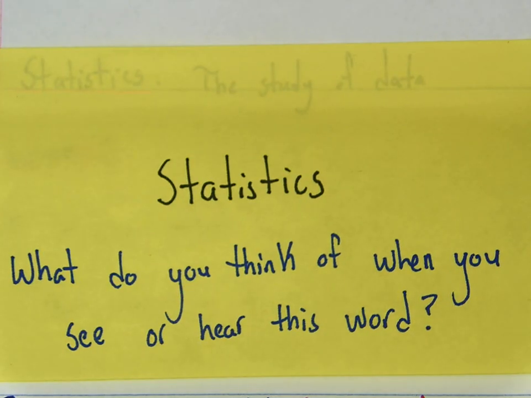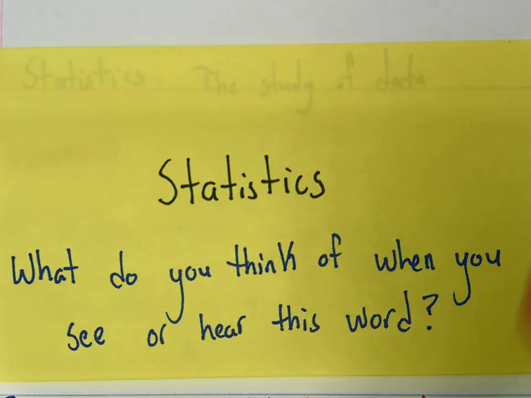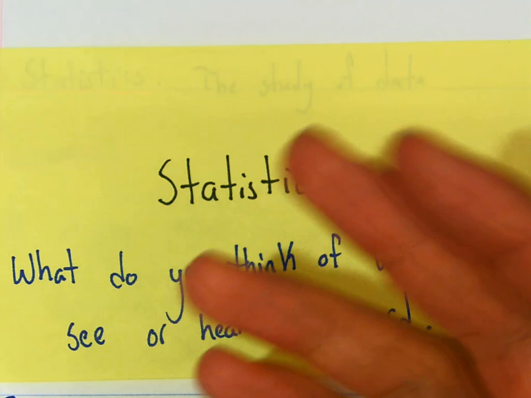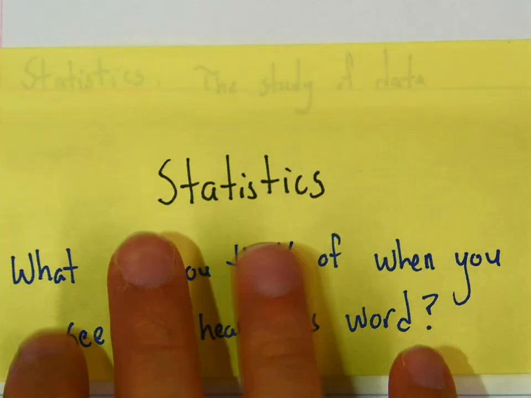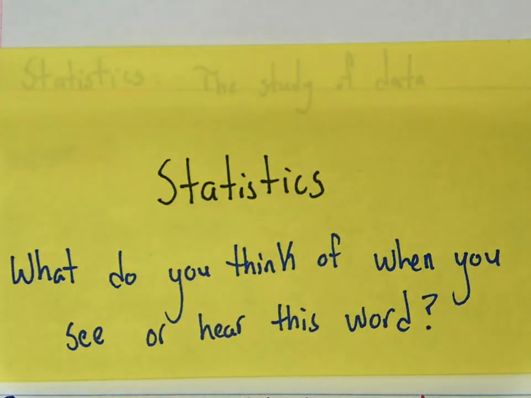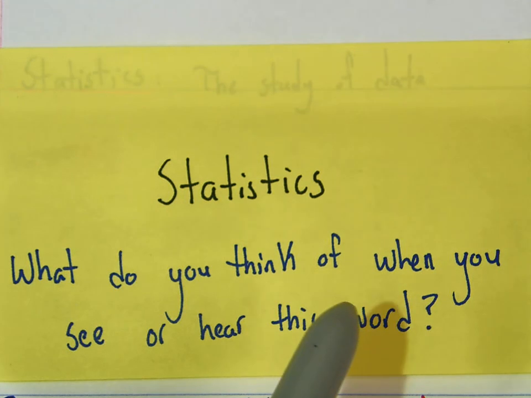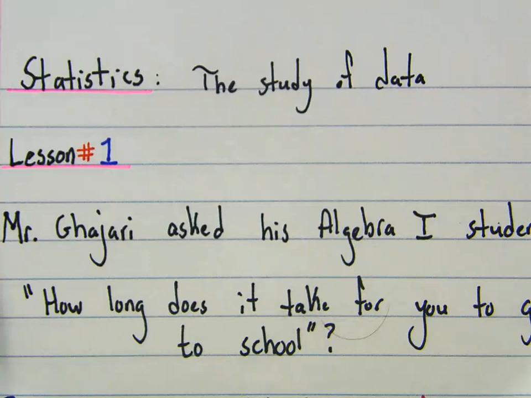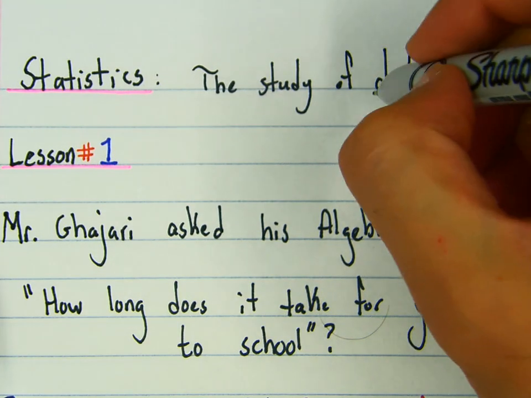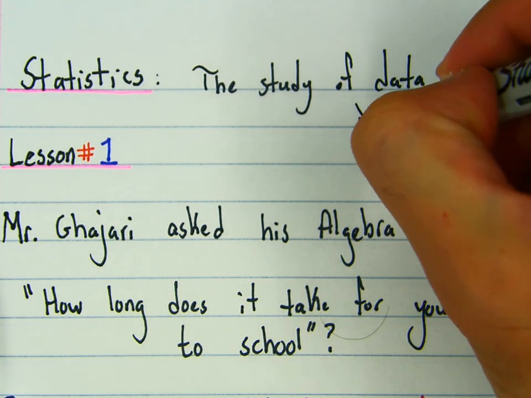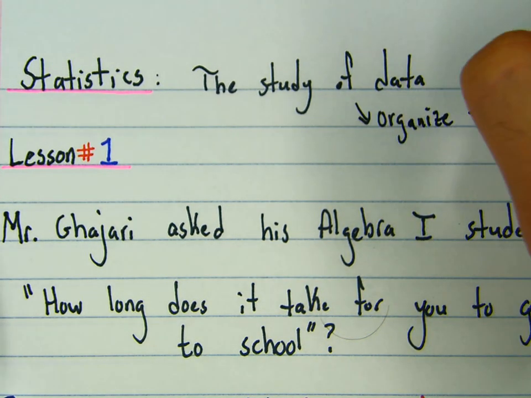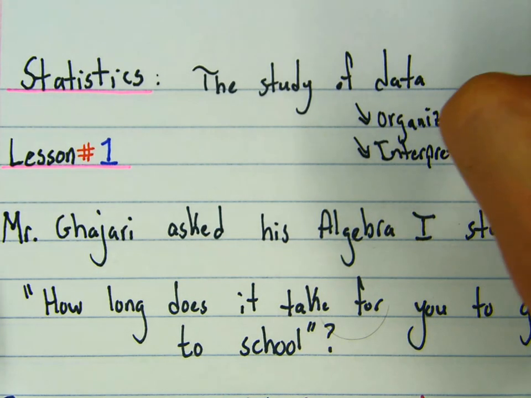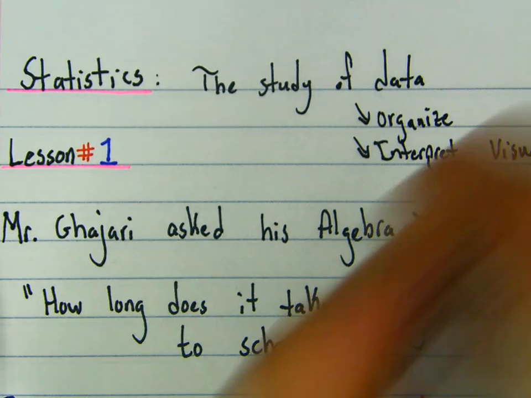Our first lesson on statistics. What I'd like you to do is think about when you hear this word or when you see it, what are some things that come to your mind? Pause the video and just think of some ideas that you think about. Here, within statistics in this topic, we will be studying data. So the idea is, how do we organize data? How do we interpret data? And then how do we create the visual to show the data values very well?